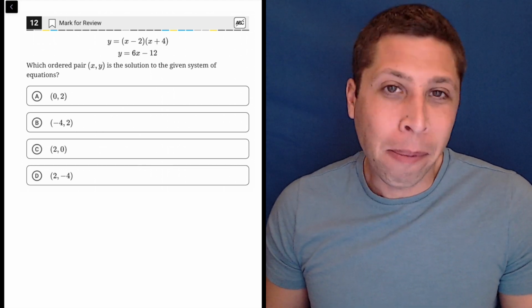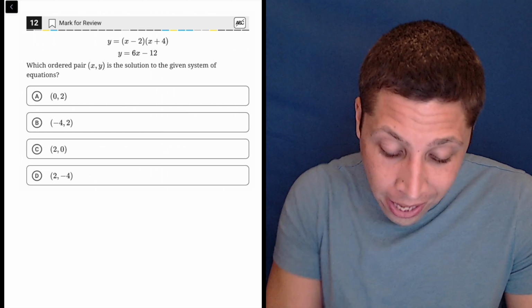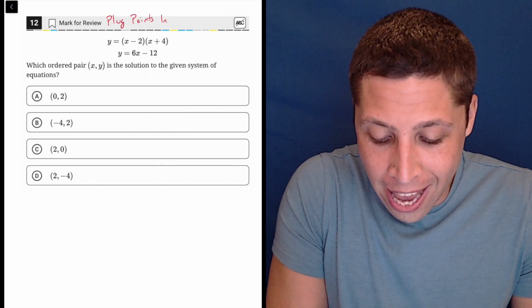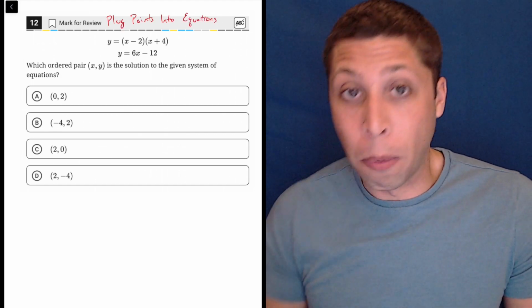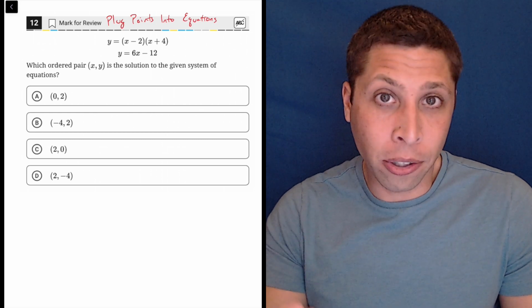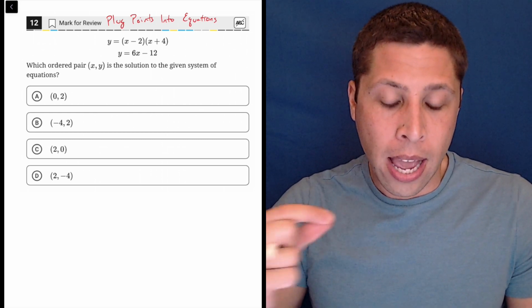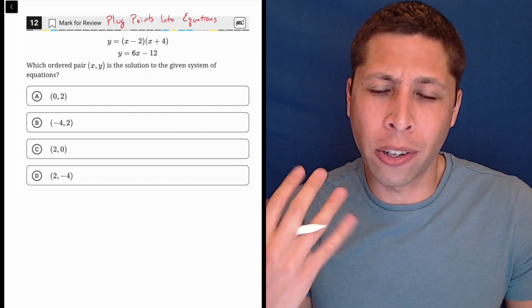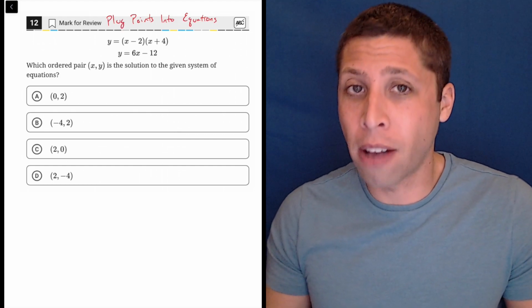However, my old SAT brain sees this in a much simpler way. This is a classic plug points into equations. I have two equations and four points, but the right answer is going to be the point that works in both equations. And if these points were complicated, if they had big numbers or annoying fractions, anything like that, I would absolutely go to the calculator here.